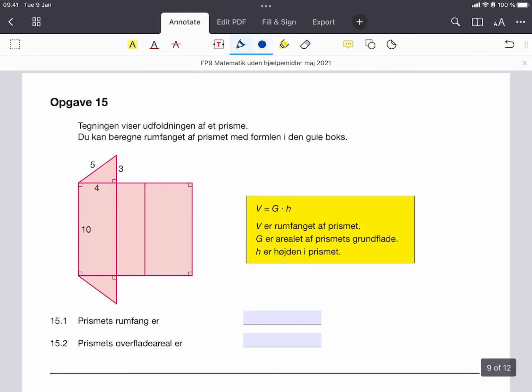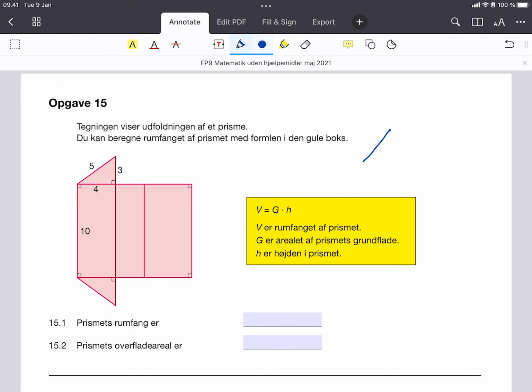Okay, another popular question over the years, an unfolded net. So the drawing shows the net of a prism. You can calculate the volume of a prism by the formula in the yellow box. Okay, well, let's just kind of imagine this folded up. So it would be a right-angled triangle at 2 ends and then kind of joined up to make the prism.